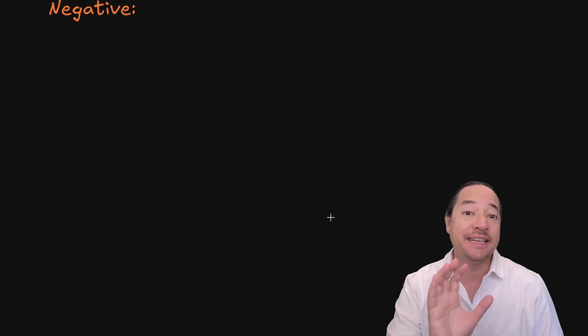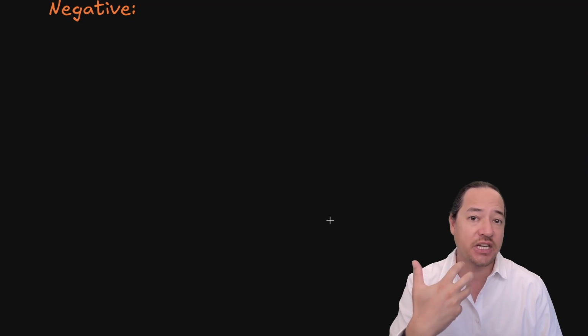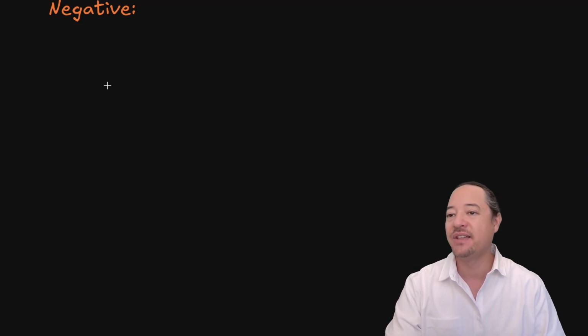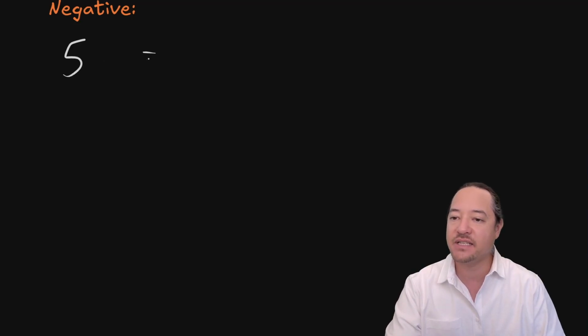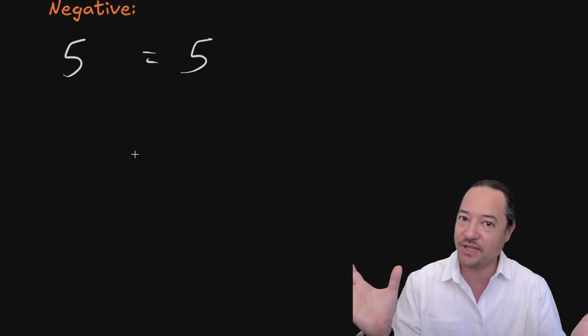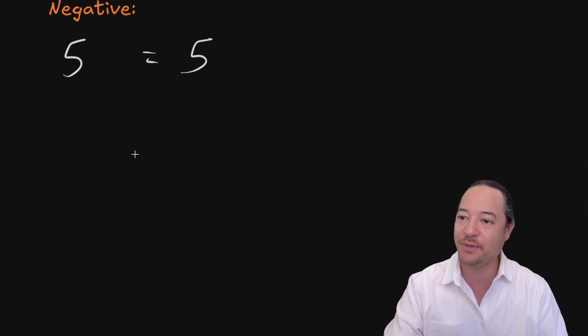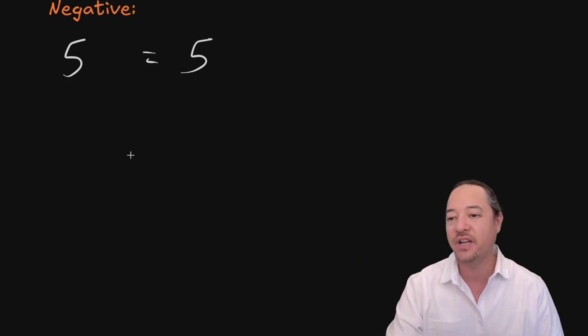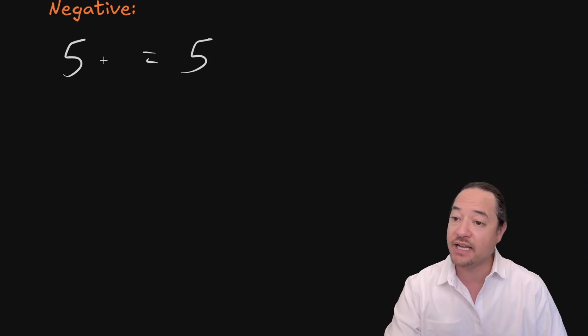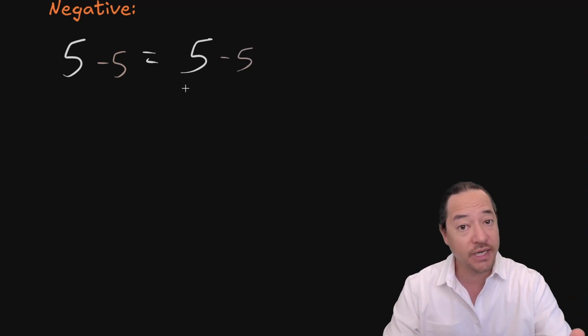Next, I want to talk about negative numbers. And this is actually closely related with addition, surprisingly. The idea is, let's say I start with 5 is equal to 5. That's true. These are identical numbers. They're the same. What can I do? Well, I could subtract 5 from both sides, couldn't I? So if I was to subtract 5 from both sides, what would I get?